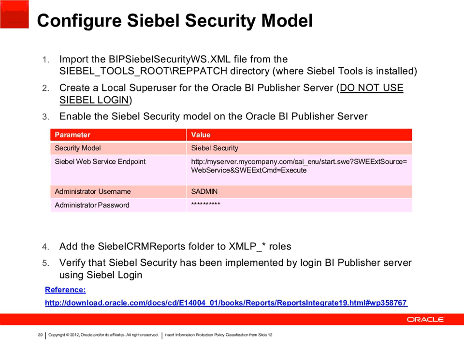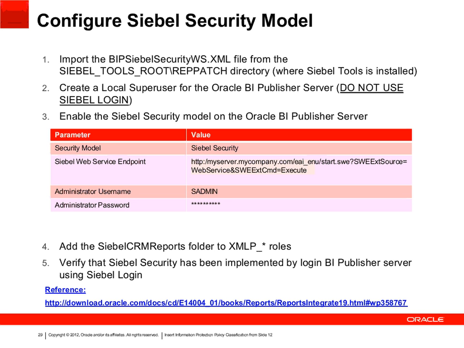Now, first and foremost step for any security model is to import BIPSiebelSecurityWS.xml. Basically, it's the XML for the web service. It's provided as a vanilla web service, and this is located in a tools installation directory, in a repatched directory. Basically, it's a simple XML file. Upon import, it will create a Siebel inbound web service, which is BIP Siebel Security Web Service, in a Siebel inbound web service view.